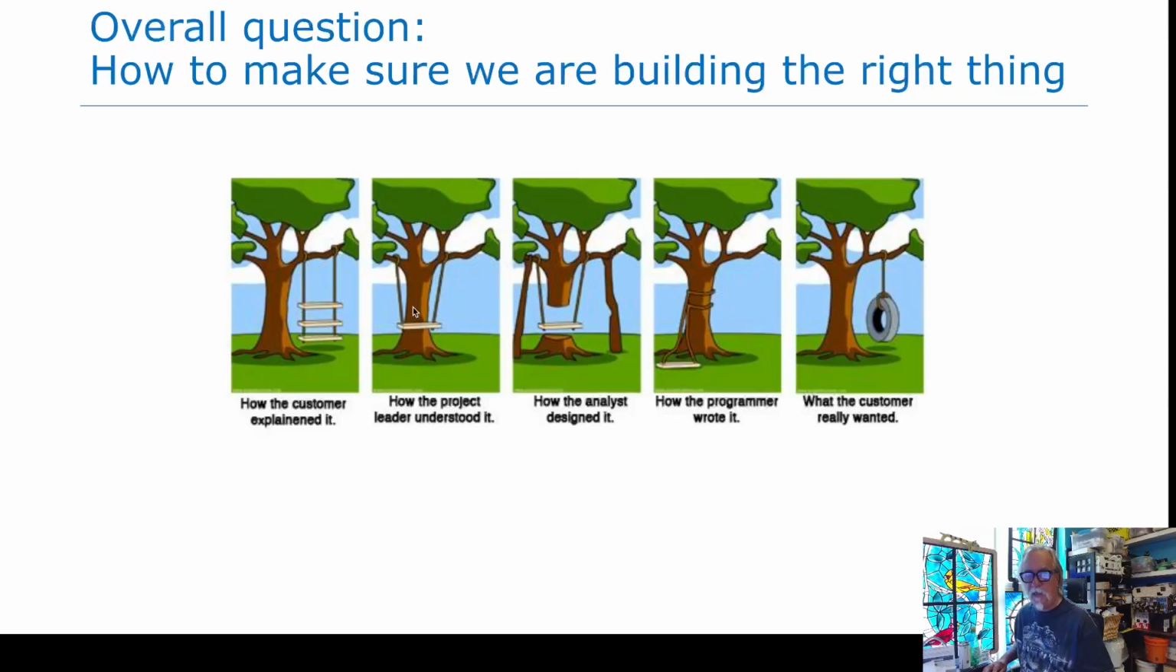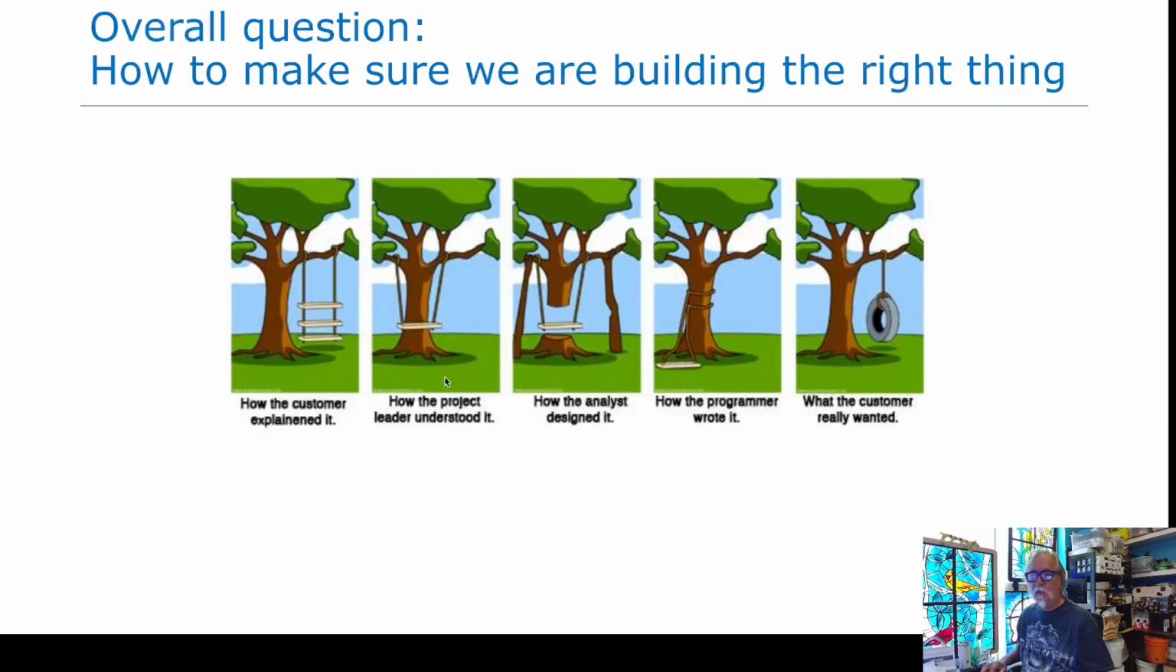And then the project manager kind of looked at it and said, okay, you have two ropes attached to a tree with something to sit on, unable to swing. Then the analyst came along and said, oh, we have to have to swing that, so we're going to add this branch here and this branch here. The programmer came along and said, we need two pieces of string attached to a tree with something to sit on, and boom, there you go.